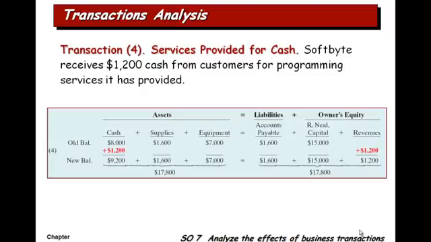Transaction number 4: receives cash from customers for programming services it had provided. So you'll see the increase in cash, and you'll see the increase in revenue. And again, we're still in balance, 17.8, 17.8.